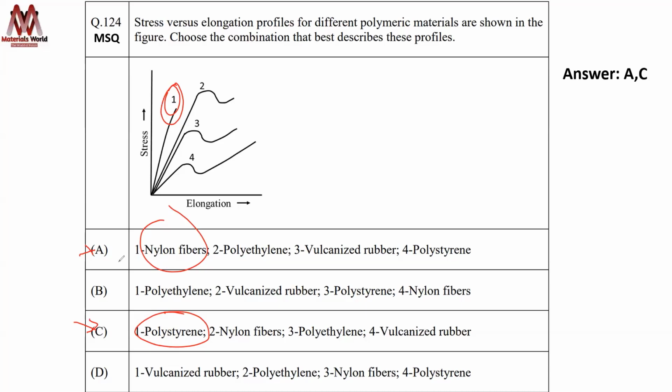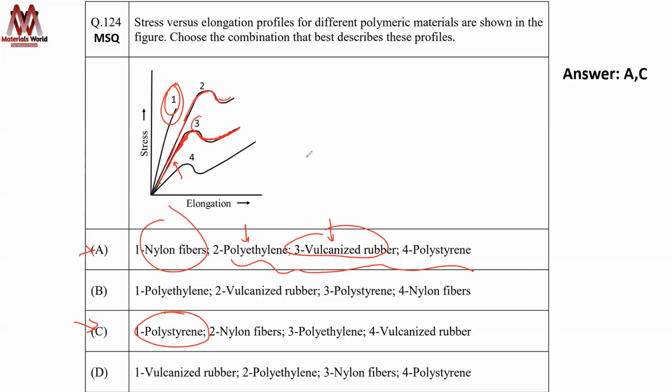Now, if you go for A, let's check the others. Does it fit with all the curves? So 2 is polyethylene, and that can be true. Now 3 is vulcanized rubber. That is also true. Vulcanized rubber will have relatively large elongation, and since it is vulcanized, its modulus will be enhanced, because with increase in cross-linking density, your modulus increases, if you remember. So this 3 could be a vulcanized rubber.